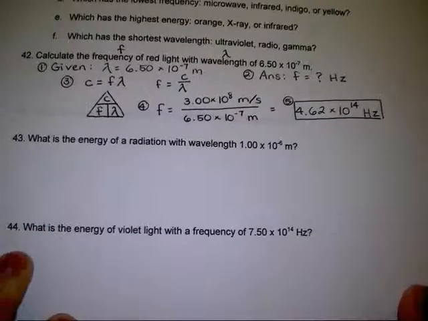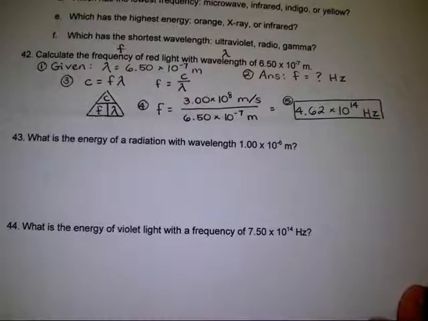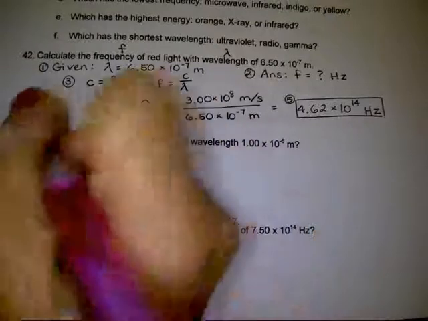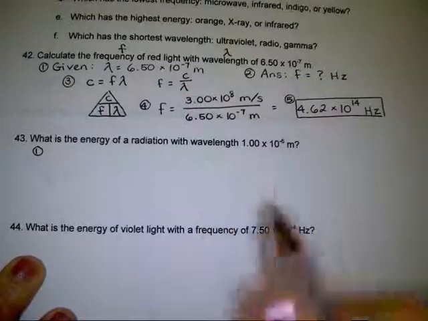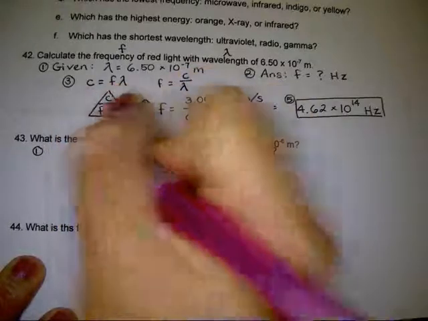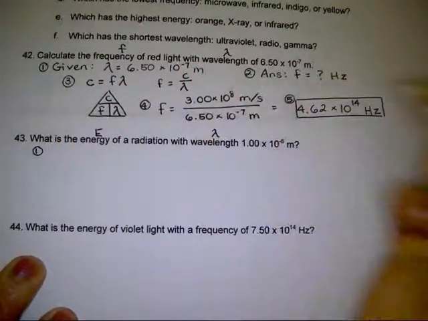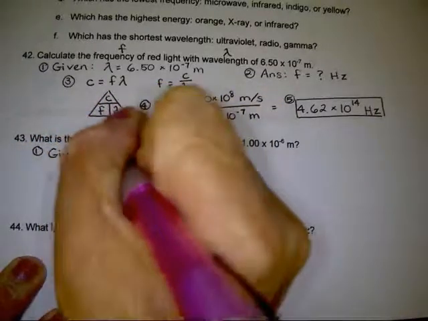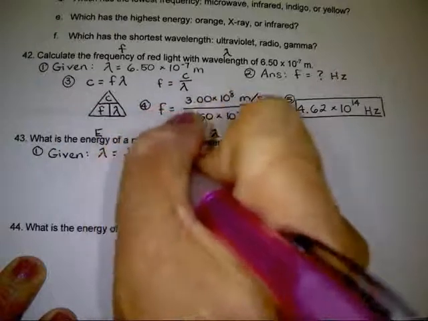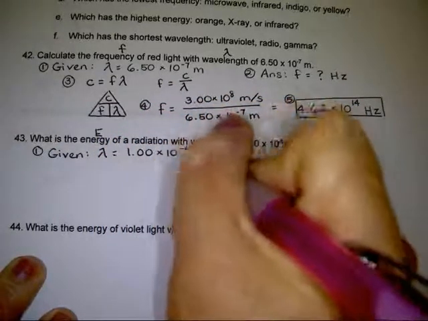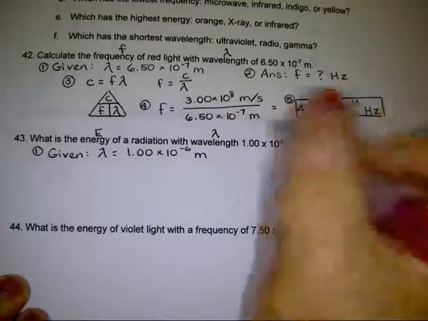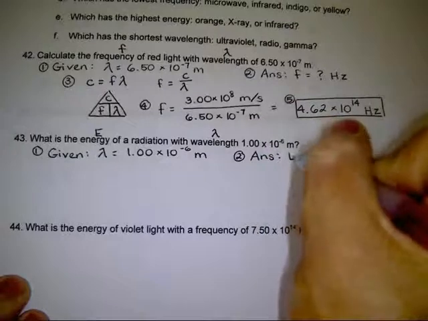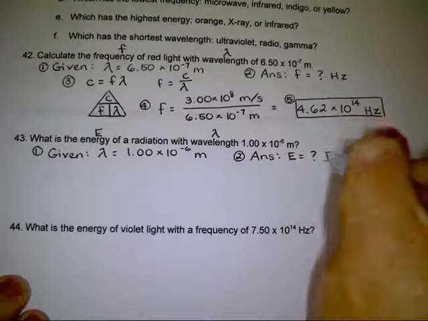Okay. Number 43, what is the energy of a radiation with wavelength 1.00 times 10 to the negative 6 meters? So in this case, the two variables that we have, energy is E, wavelength is lambda. So our given is the wavelength, where lambda equals 1.00 times 10 to the negative 6 meters. Okay, and the answer that I am looking for is the energy, and energy is measured in joules, or J.